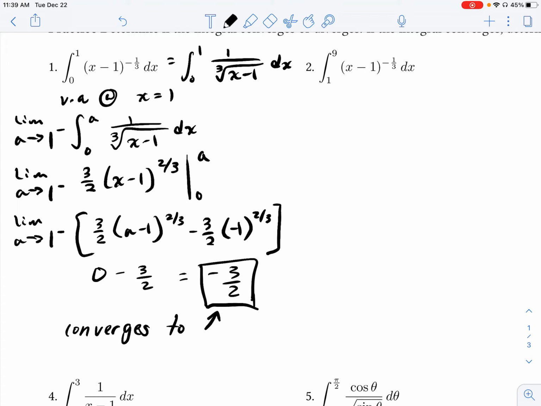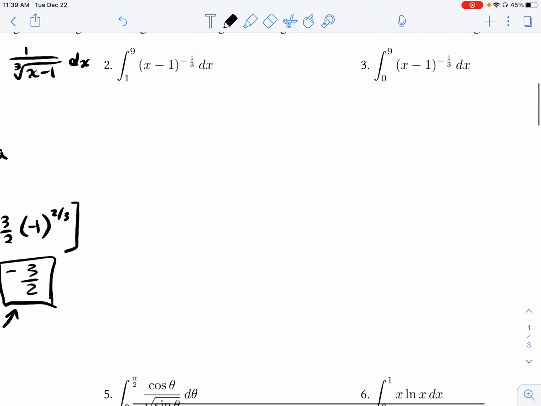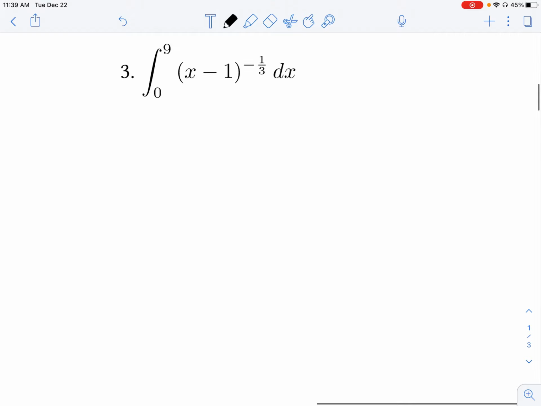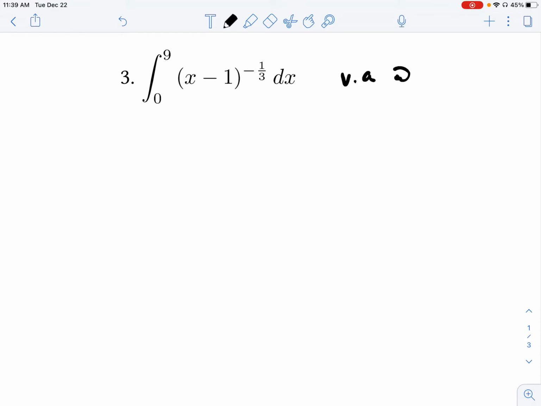All right. Okay, let's look at another case here. Let's look at number 3, because there's something interesting going on here. If we look at the same function, so it's still 1 over the cube root of x minus 1, but this time we'll notice that our bounds are 0 to 9, and our vertical asymptote is still at x equals 1. So this is our first example where we have a vertical asymptote within our bounds of integration. So what do we do here then?